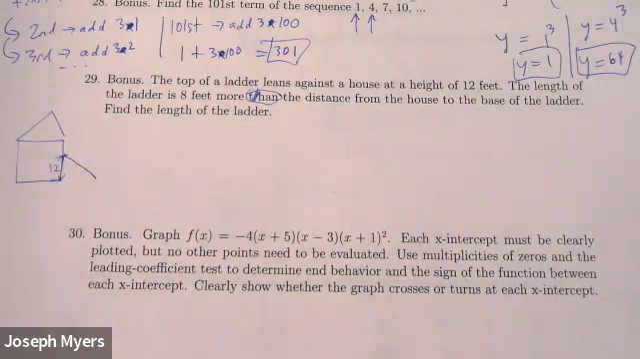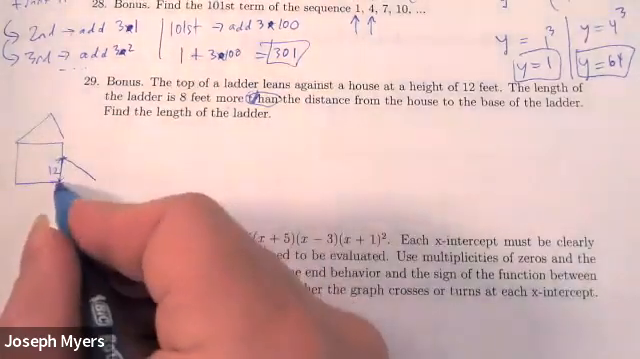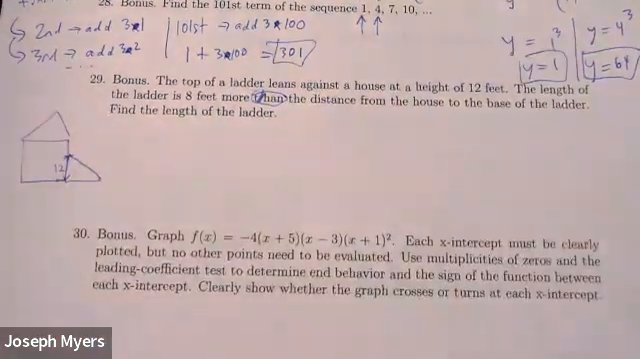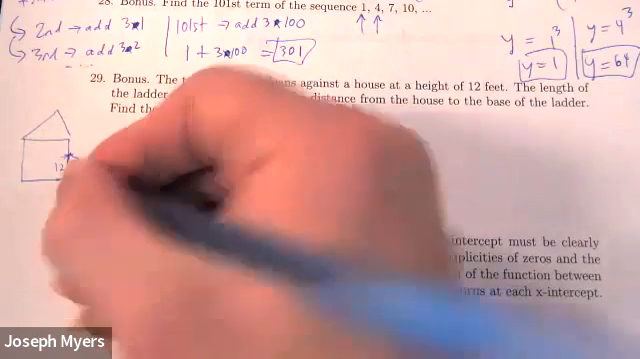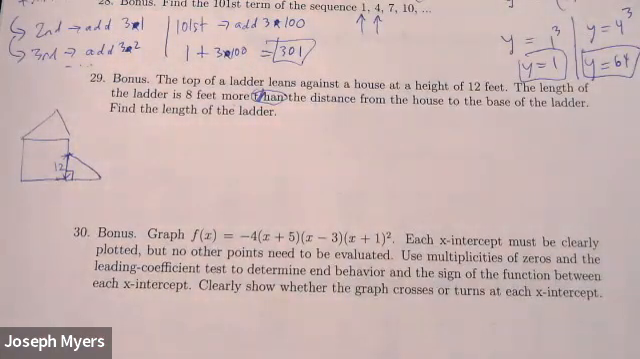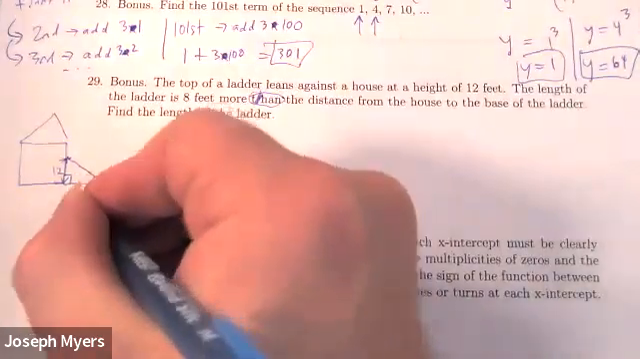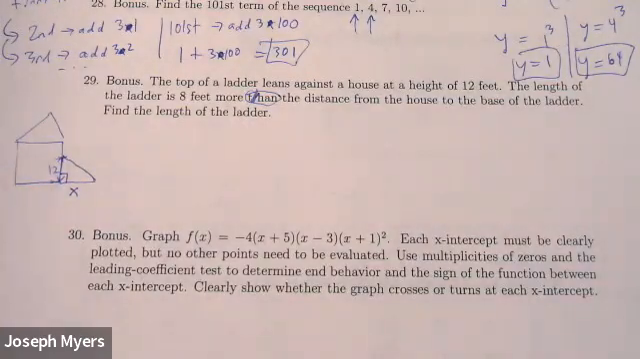So this almost doesn't sound like we have enough information to do it. But we actually do, because watch. If I connect the bottom of the house to the bottom of the ladder, it makes a triangle, and we're assuming the house is straight, and then we're assuming the ground is flat. So therefore it's a right triangle, and we don't know how far it is away from the house because it doesn't say. So that's X. But it says that the length of the ladder is 8 feet more than the distance from the house to the base of the ladder.